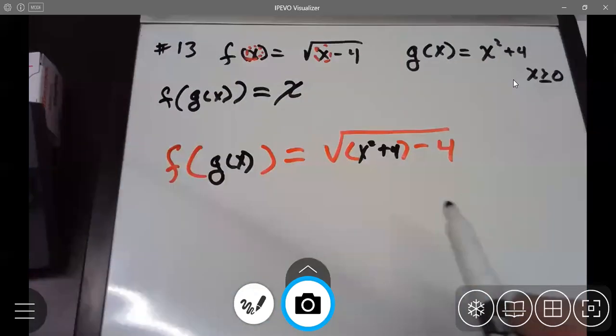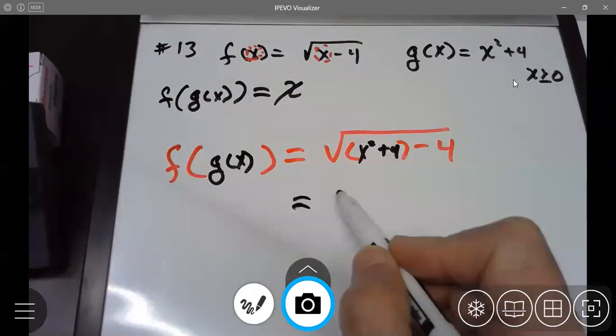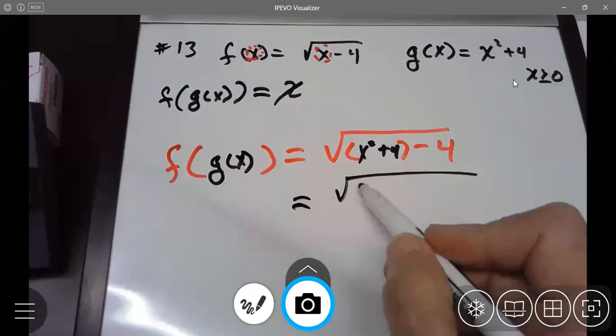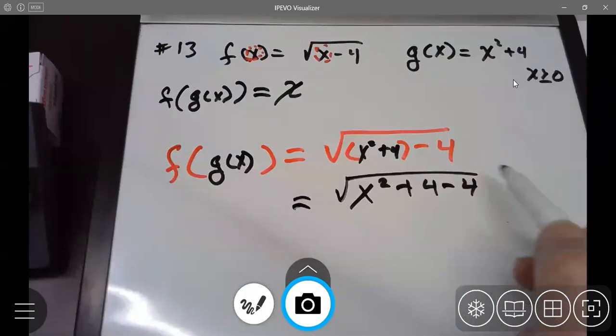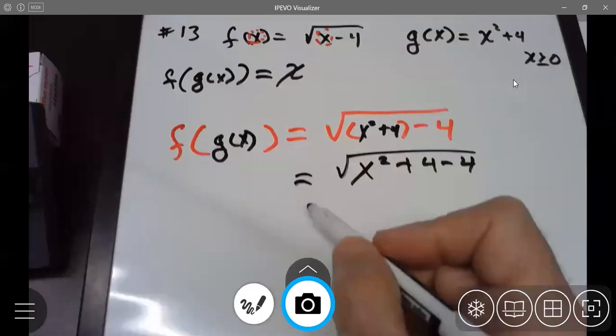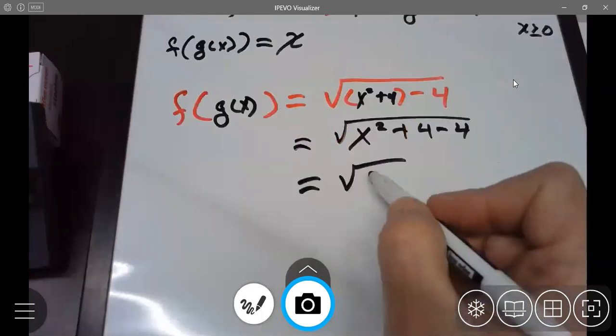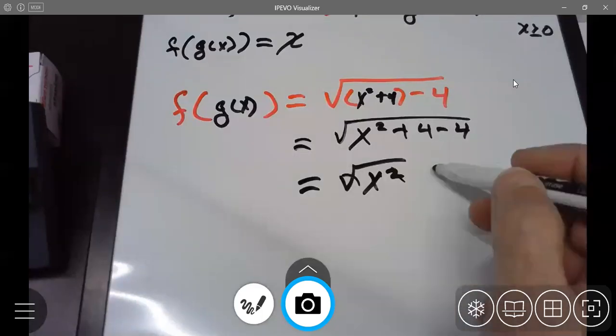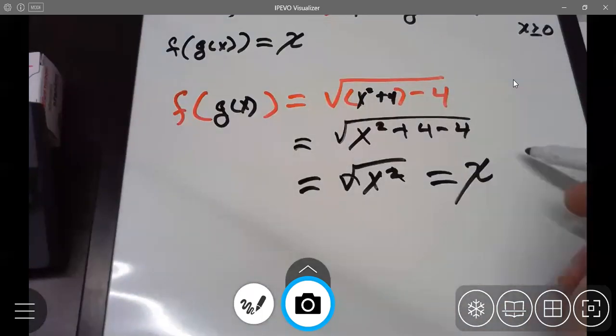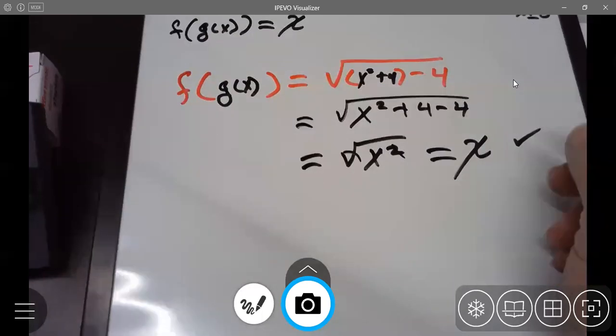Okay, questions there? So we can get rid of the parentheses. That's x squared plus 4 minus 4. The 4's cancel out, they go to 0. And we get the square root of x squared. Square and square root, they cancel out. And all we have is x. And we can say yes, f and g are inverses of each other.